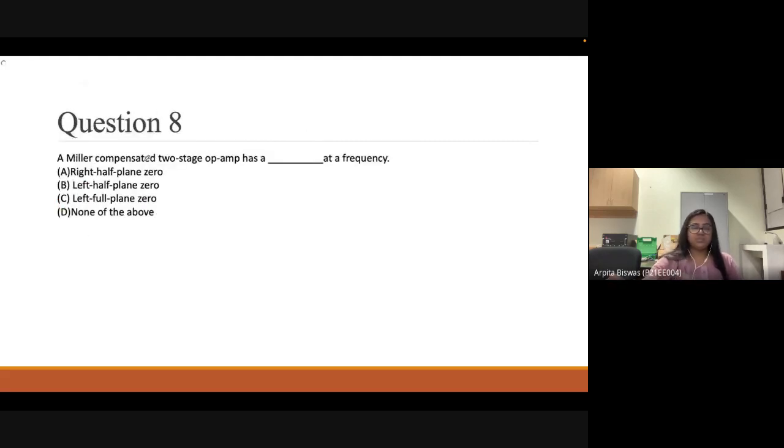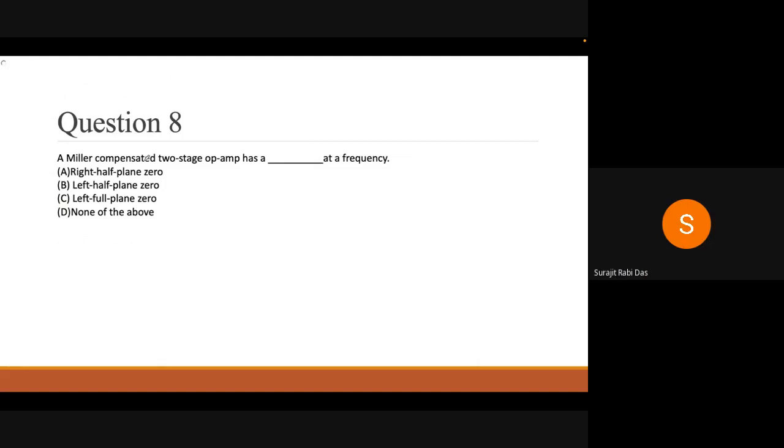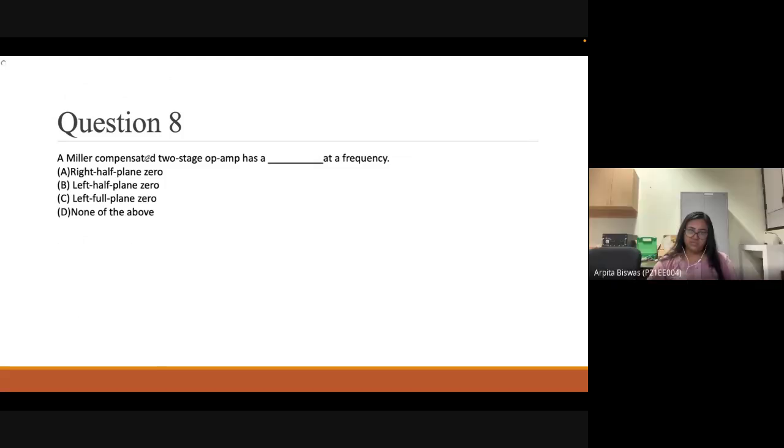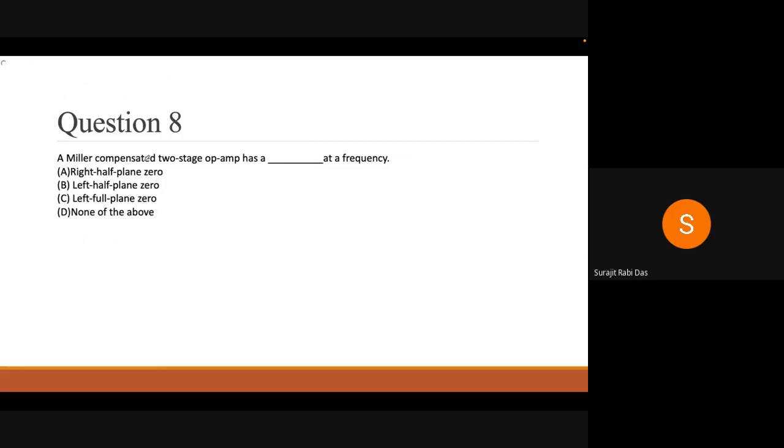This is question 8. A Miller compensated two-stage op-amp has dash at a frequency. Right half plane zero, left half plane zero, or left full plane zero. Or option D is none of the above. Think. Right half plane zero or left half plane zero. The zero is on the left-hand side.